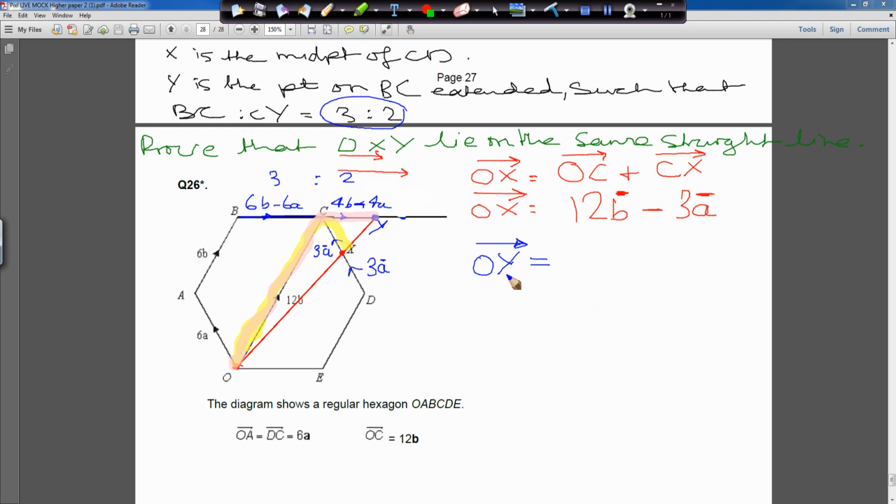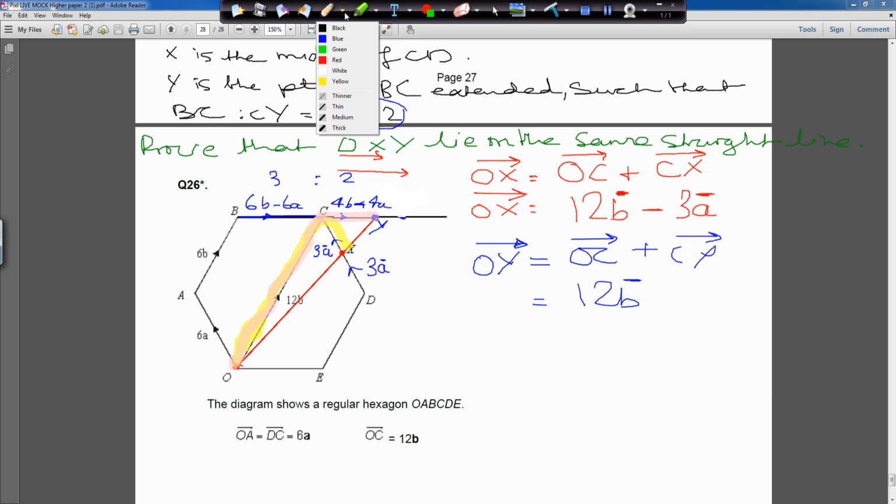So O to Y is equal to O to C, and then we're going to do plus C to Y. Now O to C has been given as 12b there. Forgive me please folks, that should be C to Y, sorry. C to Y is 4b minus 4a. So plus 4b minus 4a.